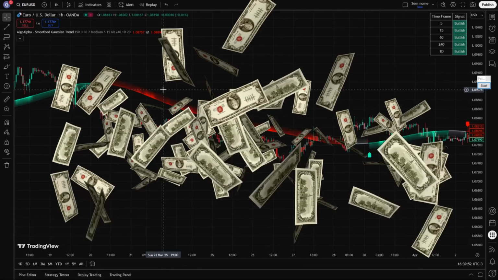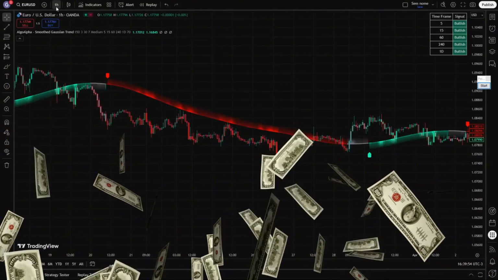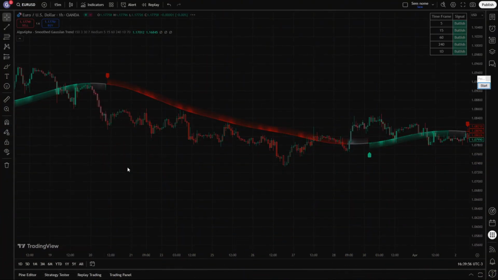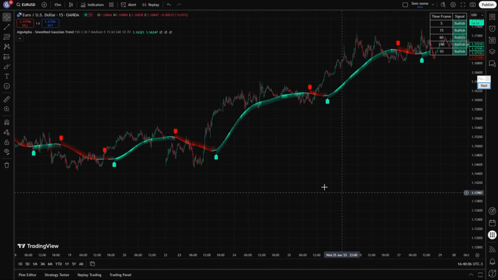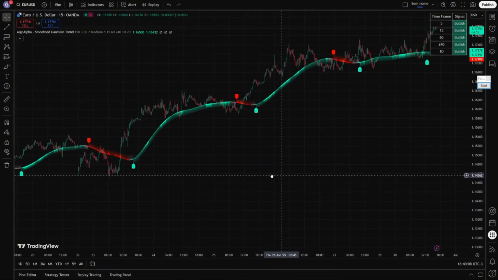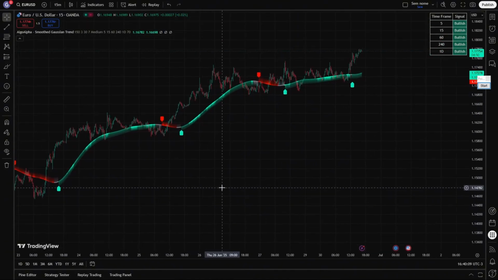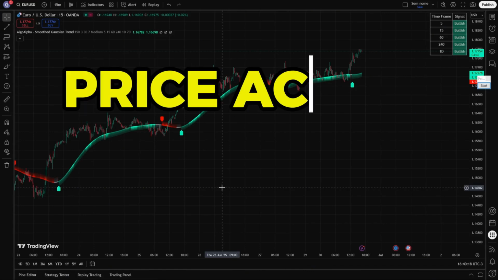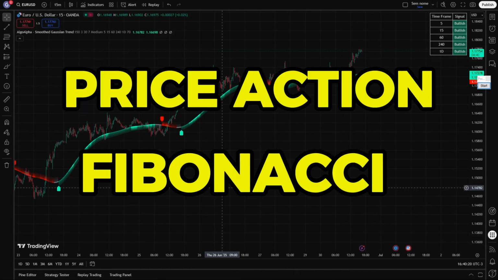And remember, you can also use this indicator on lower time frames. It will give you more signals, but there's also more noise, so you need to filter your entries even more carefully. Don't use this indicator by itself. Always combine it with price action, Fibonacci, and other methods.